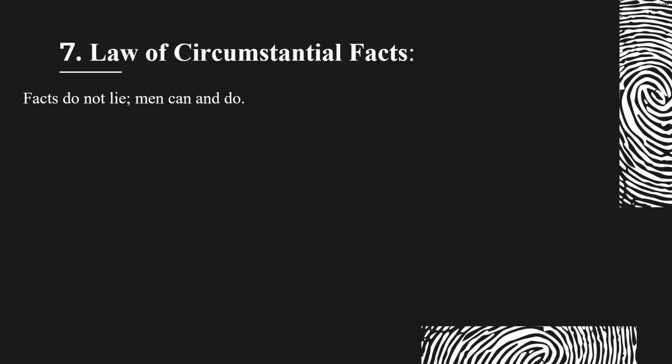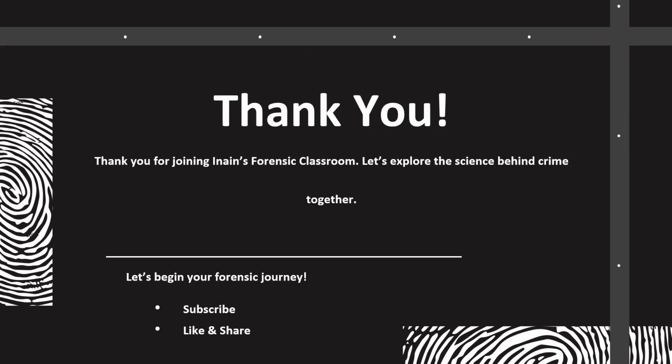Clues that surround the evidence, that tell a story through logic and not opinion. Sometimes there may be no direct witness, no confession, but the facts that are left behind, when put together, create a clear picture. So this law reminds us: evidence may whisper, but it never lies. So that's all about the principles and laws of forensic science. Very interesting and very important. In the next video, we'll talk about the significance of forensic science.